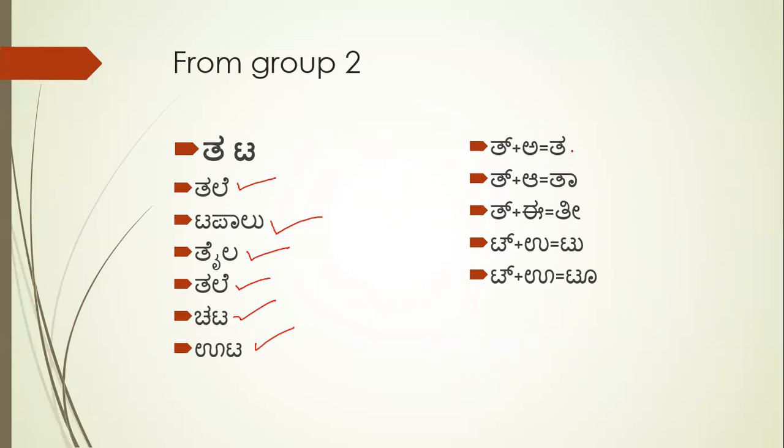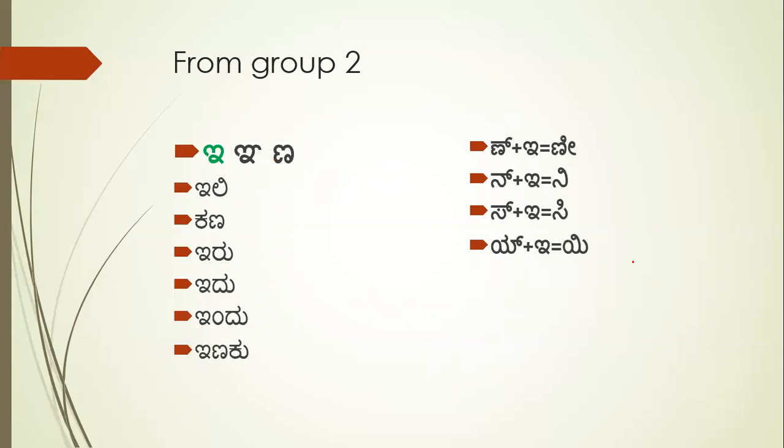Half t plus a, ta. Half t plus e, ti. Half t plus u, tu. Hope you understood group 2. Now let's go for the next group from group 2.